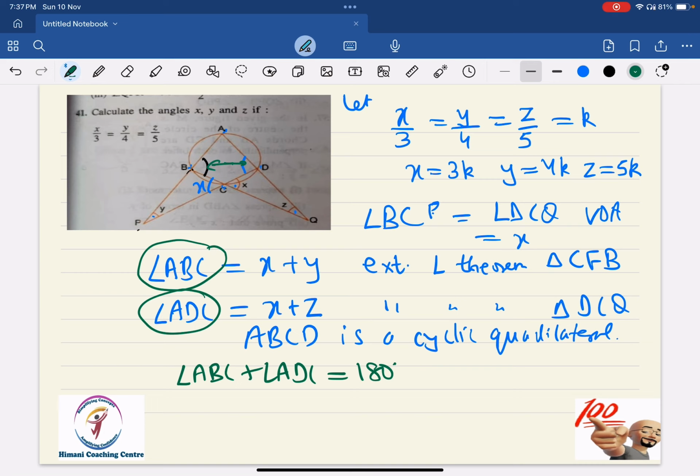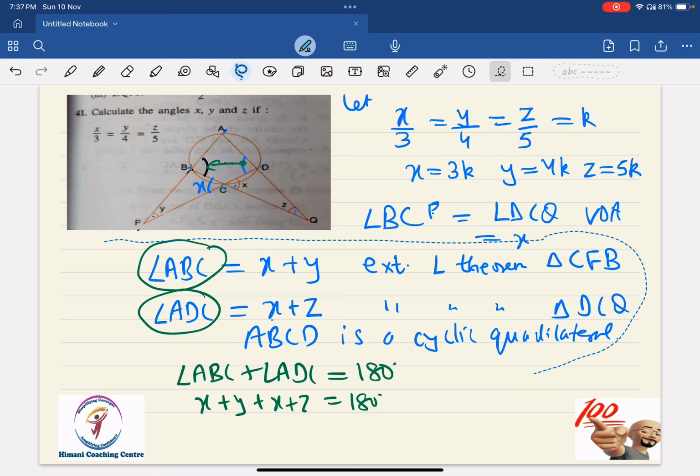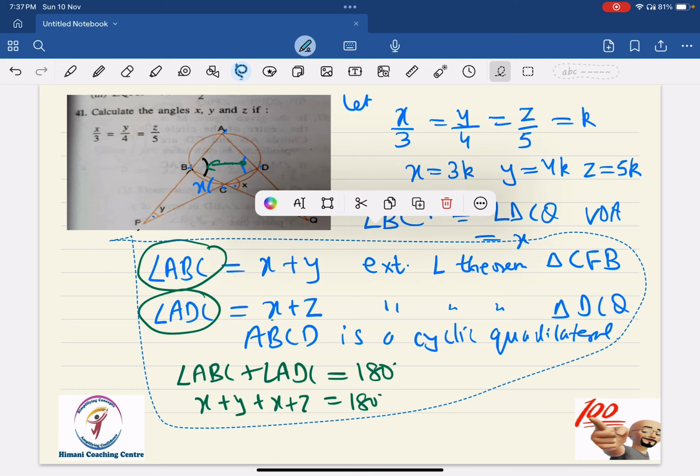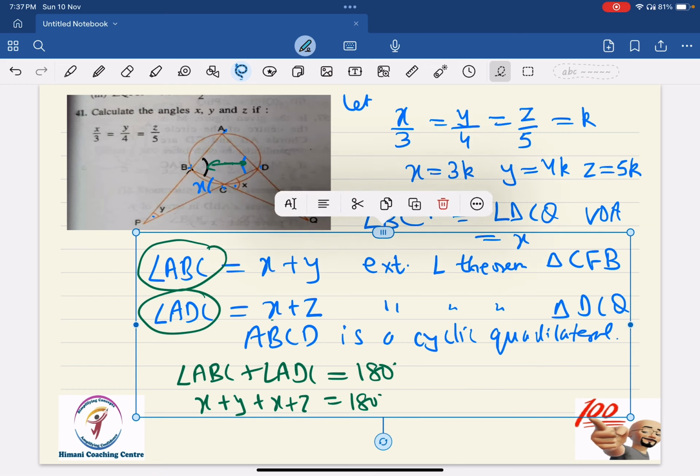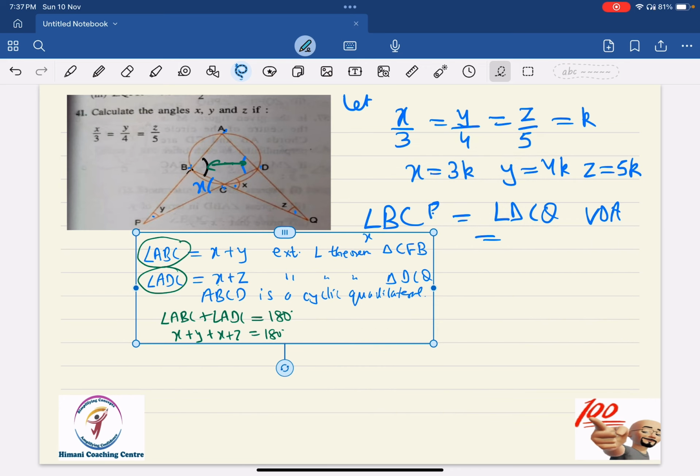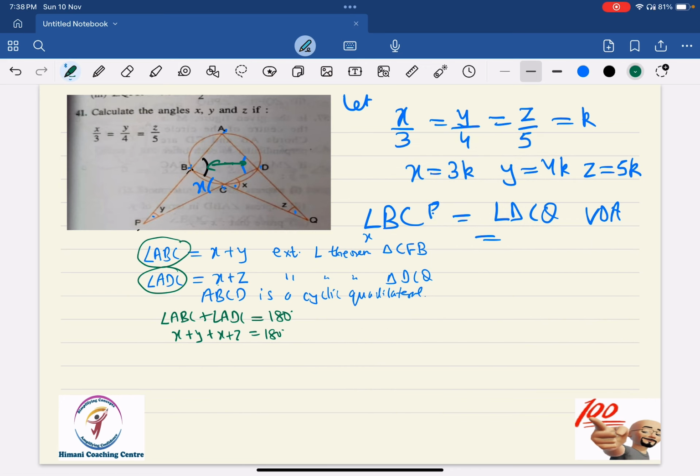Okay. Now what is angle ABC? It is x plus y. What is angle ADC? X plus z. So let us do that. So we will have x plus y plus x plus z, which is equal to 180 degree. And now we just need to solve this, and what we will do, we will have 2x plus y plus z equals 180 degree.